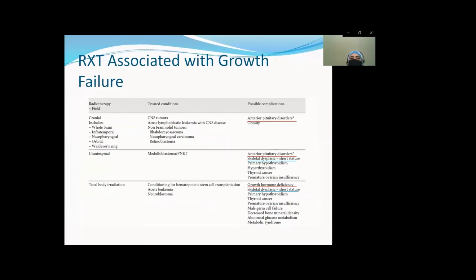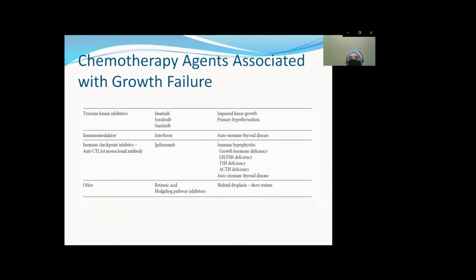Like I mentioned earlier, cranial radiation results in more anterior pituitary disorders, but craniospinal or total body radiation not only causes growth hormone deficiency, but may also cause skeletal dysplasia because of impaired growth of the spinal column.